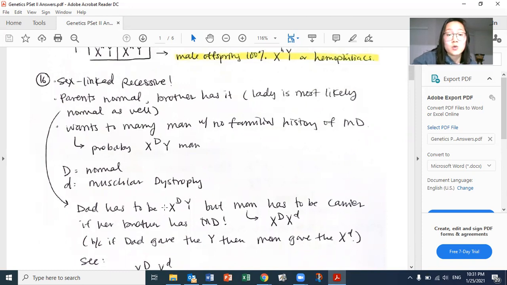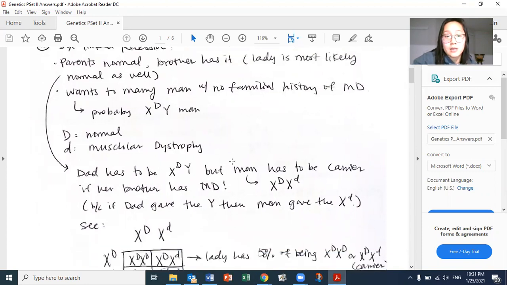So dad has to be normal, and the only X he has to have is the normal allele. So it's going to be X capital D and Y, because he has a Y because he's a male. But the mom has to be the carrier then, because if the dad gave the Y, that means the X that gave the brother muscular dystrophy has to come from the mom, which means that one of hers is a lowercase d. Okay, it just so happens that the brother got the Y from the dad and the lowercase d allele from the mom.